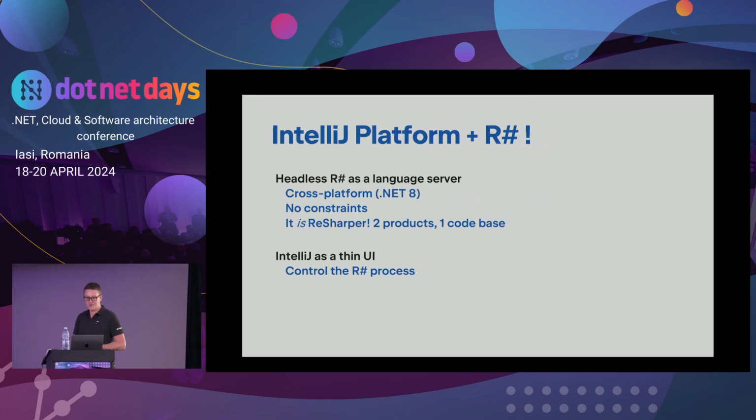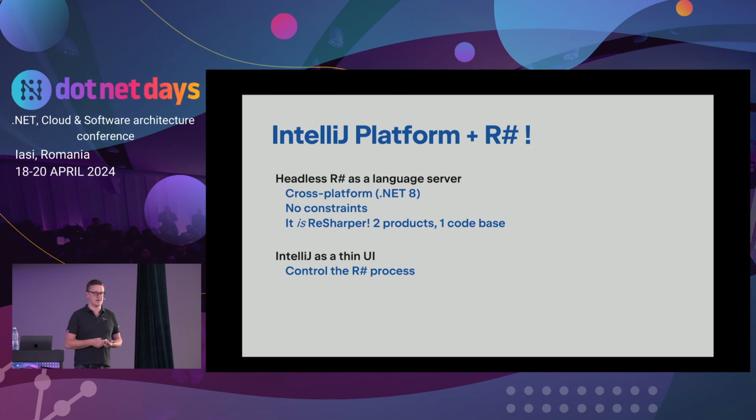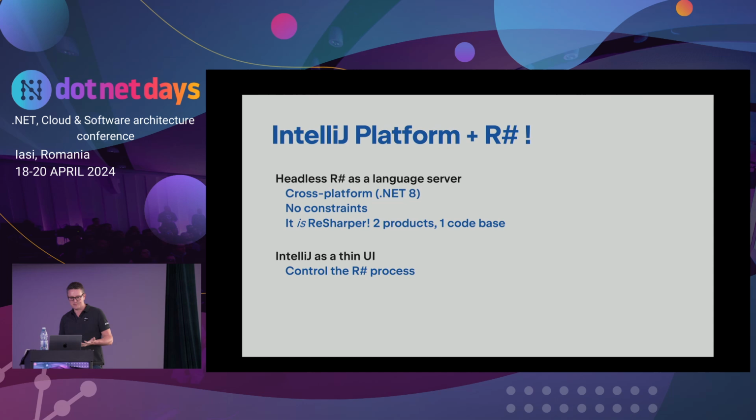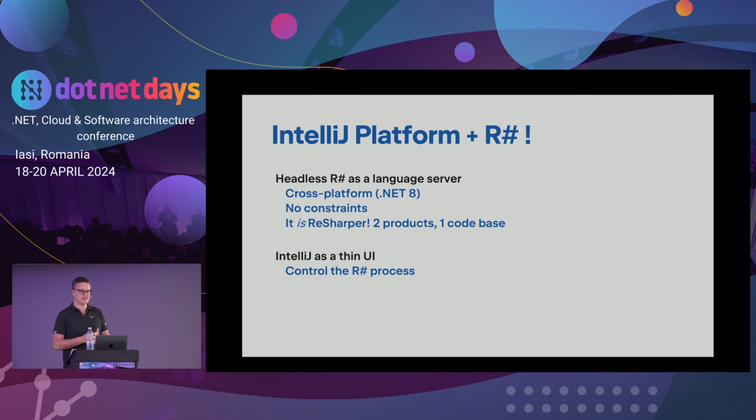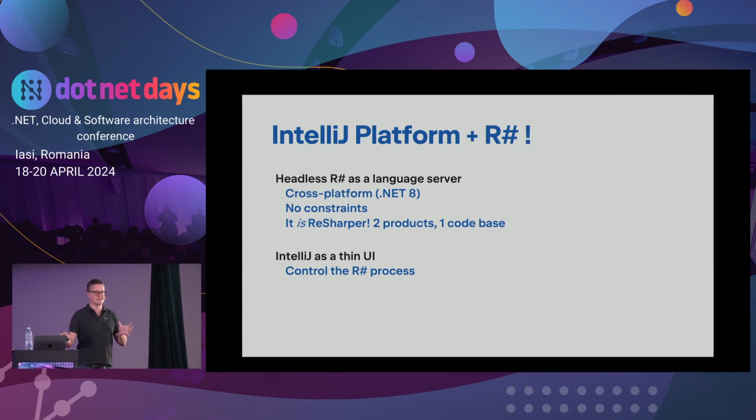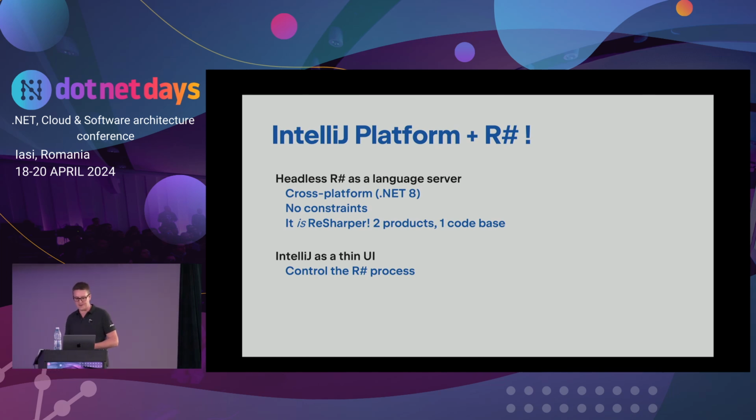We decided to go with headless ReSharper as a language server, cross-platform, because it could run on Mono at the time, or on .NET Full Framework on Windows. It would work on Windows, on Linux, on macOS, etc. Nowadays, it's much easier because we have .NET 8, and that just runs everywhere. But at that point, cross-platform was an easy choice. .NET would run cross-platform, no constraints, same code base, so we wouldn't have to maintain two code bases to keep ReSharper running. Essentially, just make sure that we have this running headlessly and we can use that from our UI.